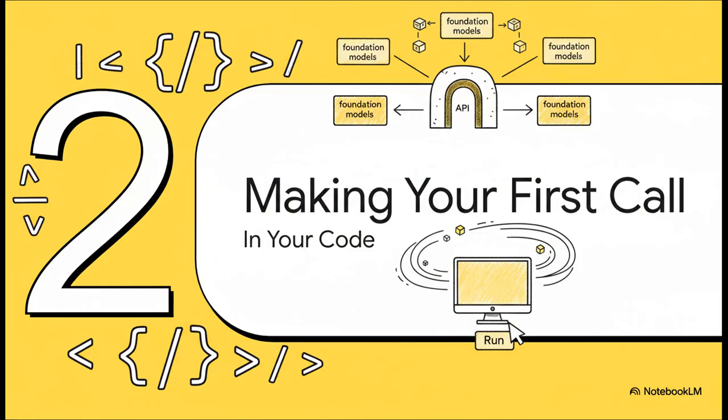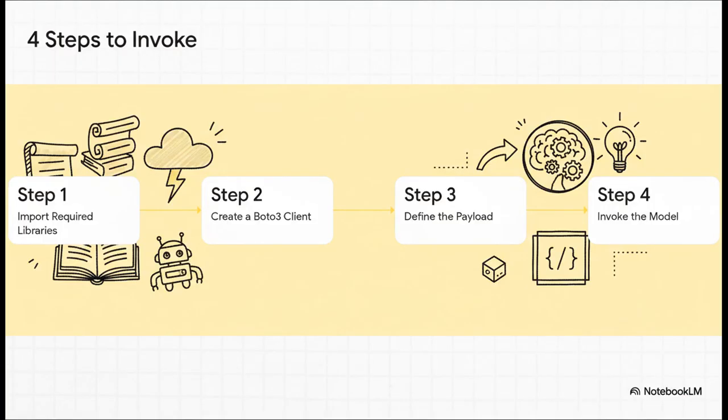Okay, so you've enabled the models you want to play with. The big question is, how easy is it to actually use them in your code? Let's break it down step by step. When you get right down to it, it really just boils down to 4 simple steps, especially if you're using the AWS SDK for Python. You probably know it as Boto 3. And the great thing is, this is a pretty standard pattern for interacting with any AWS service. So if you're already in that ecosystem, it's going to feel super familiar.